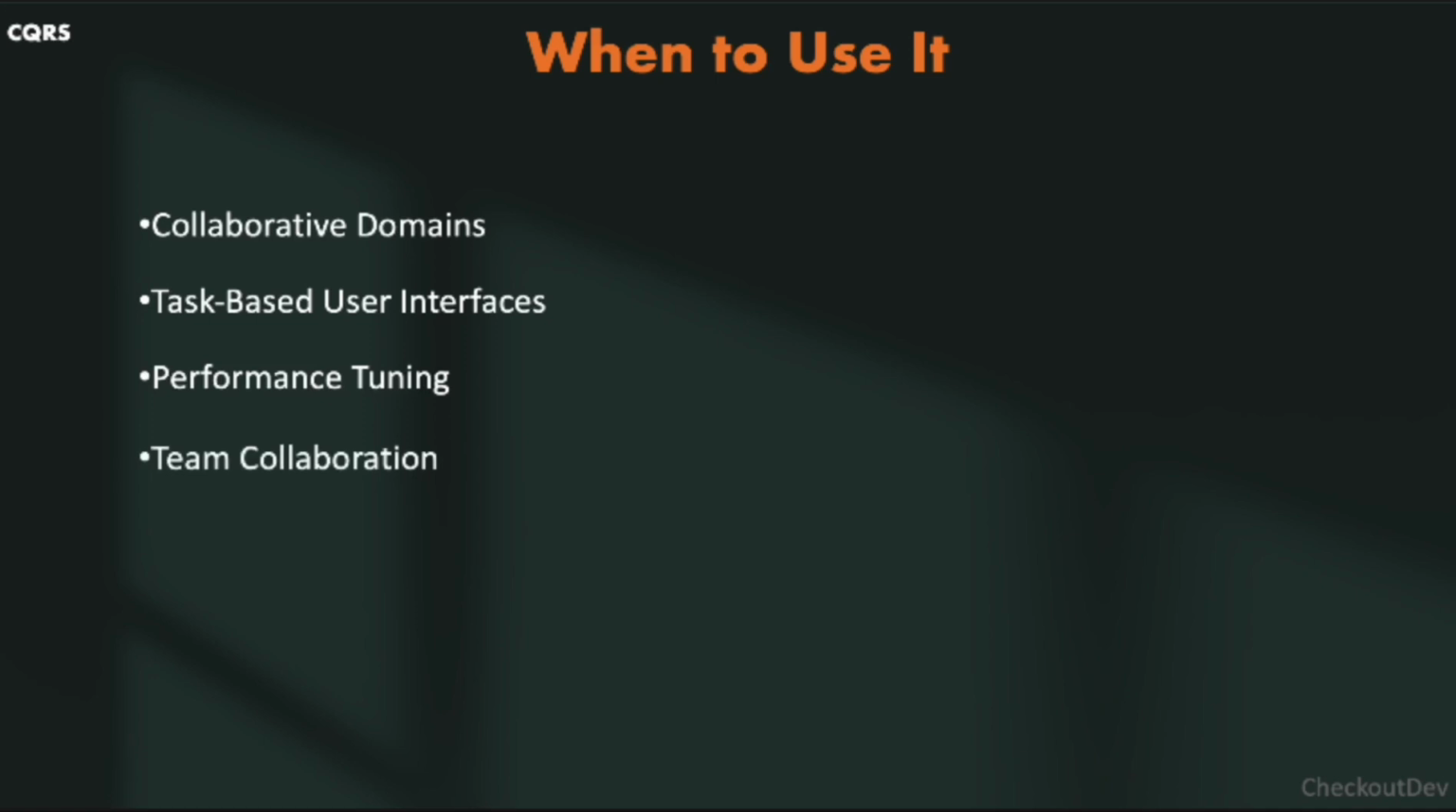Added to that, for team collaboration, we can use it when different development teams can focus on distinct aspects of the application. Let's say, for example, one team will concentrate on the complex write model, while the other team will shift its focus to the read model. Last but not least, we'll use it when integrating it with event sourcing, since those two combined are advantageous for integrating with our system.